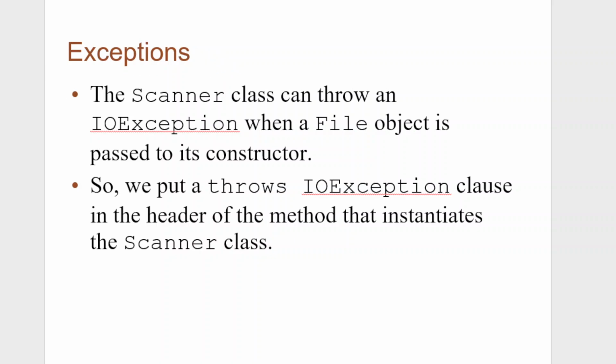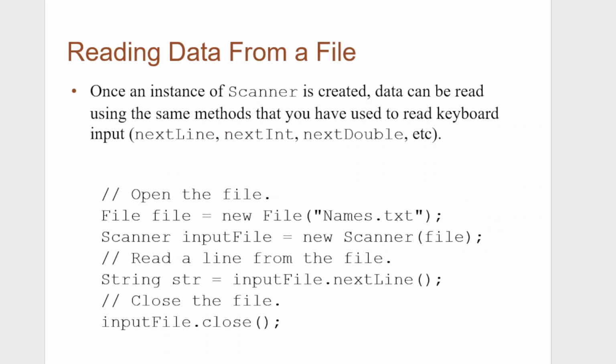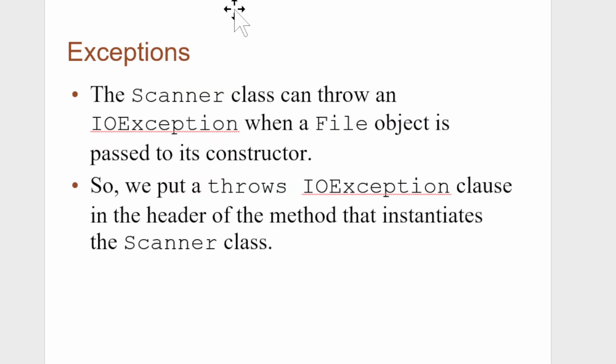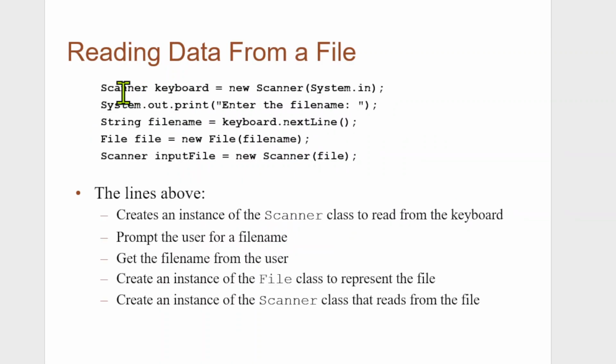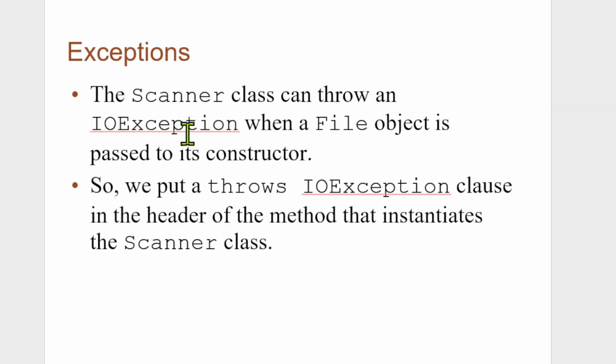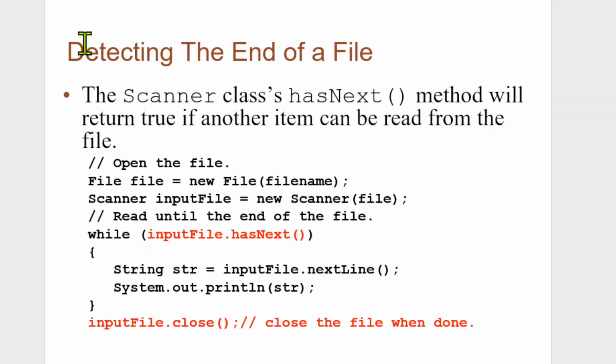Again, the IOException. I don't know if these slides are out of order, okay, no, they're not. The input output exception occurs when a File object is passed to a constructor. They haven't used the term for it, but this is the constructor. Anytime you're instantiating, this Scanner keyboard is a constructor. String fileName, Scanner, File, this is a constructor. So that can throw an exception. So you want to make sure you put the throws IOException clause in the header of any method that instantiates the Scanner class.